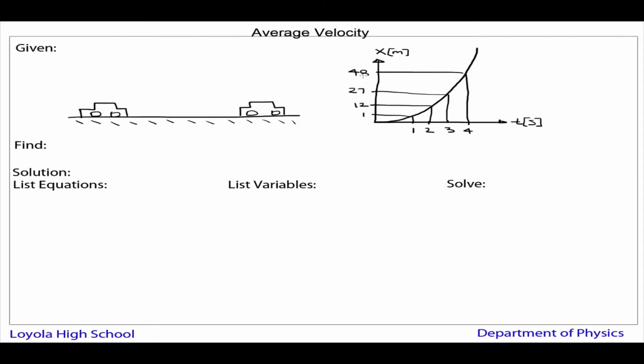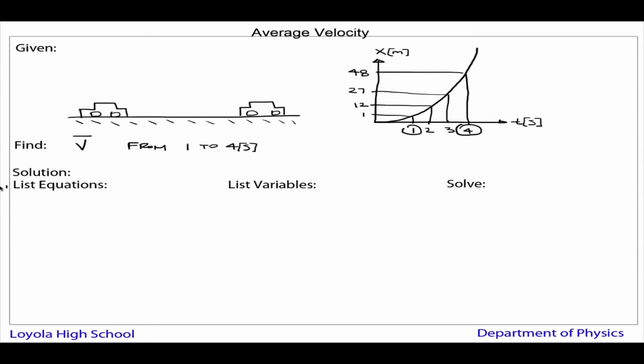The first observation is that you can see the distances are getting larger as you go along, because it's accelerating. And what we want to find is the average velocity from 1 to 4 seconds. So from 1 to 4 seconds over here. All right.